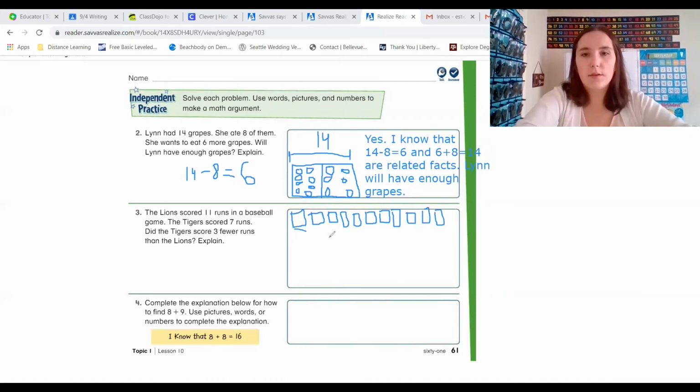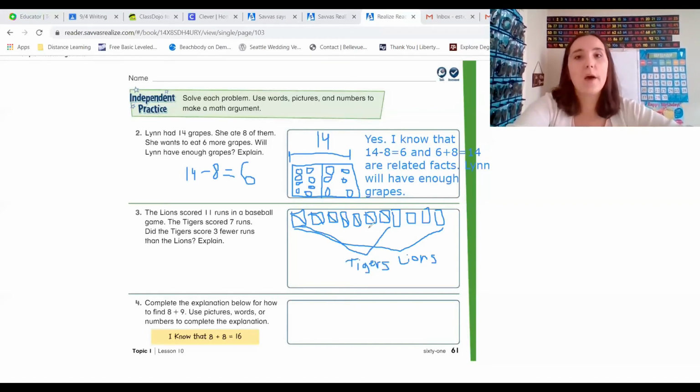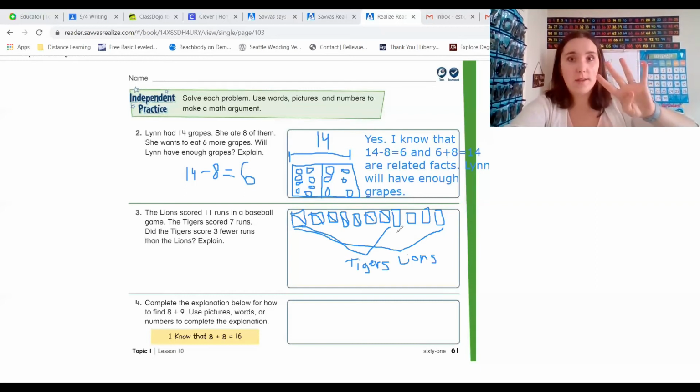So these are the Lions. Now it says the Tigers scored 7 runs. So I'm going to use these same boxes and I'm just going to put an X in 7 of them. And let's see how many more are left. So 1, I'm just going to do a line. 2, 3, 4, 5, 6, 7. So these are the runs for the Tigers. Okay. Now let's see how many are left. I see 1, 2, 3, 4. Okay, so the Lions scored 4 more runs than the Tigers.